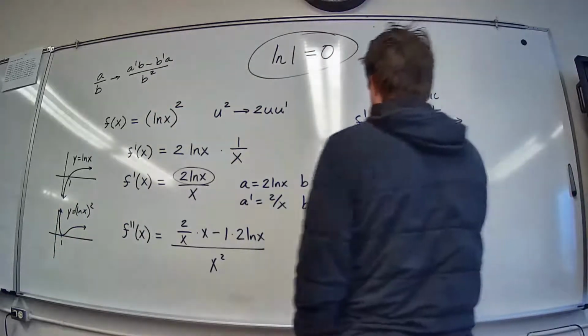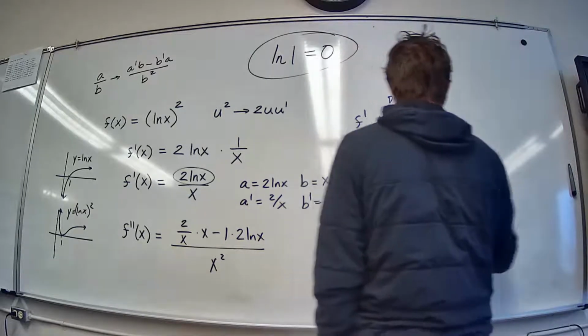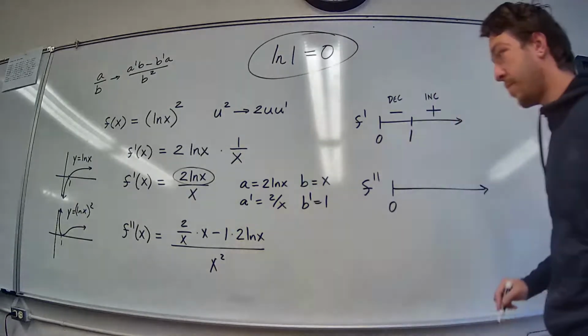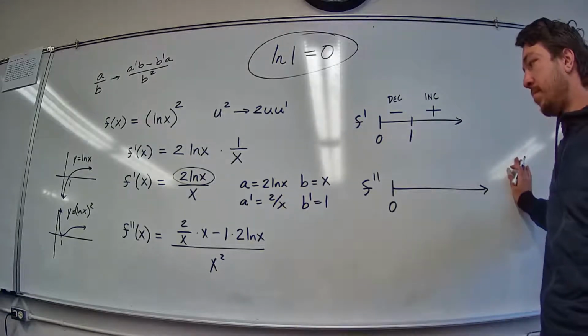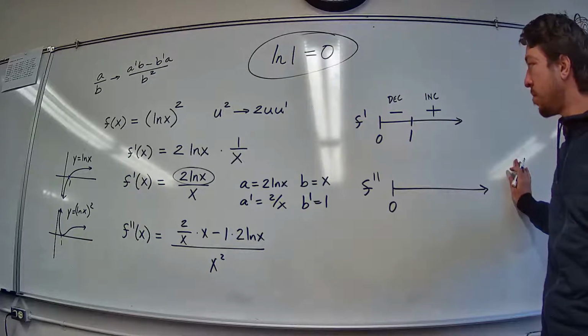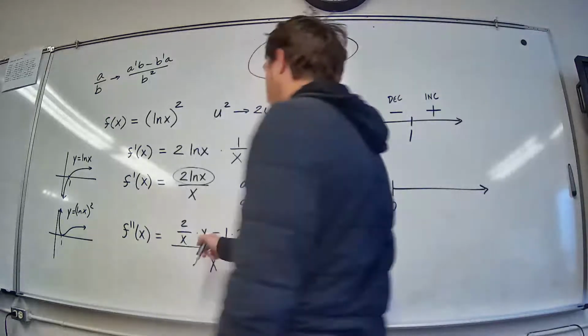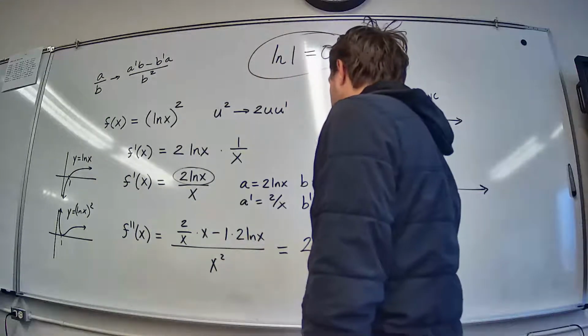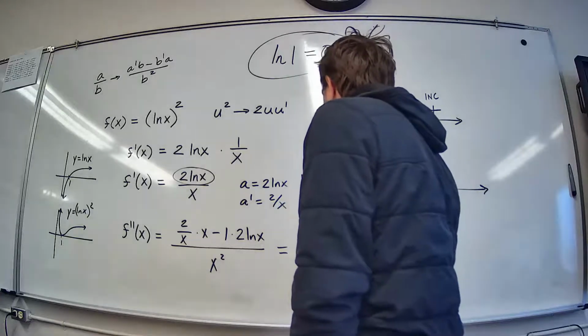All right. Let's look at the second derivative. This one's a little bit more confusing. Did we simplify that or no? We could, yeah. Might make our life easier. So this is 2 minus 2 log x all over x squared.